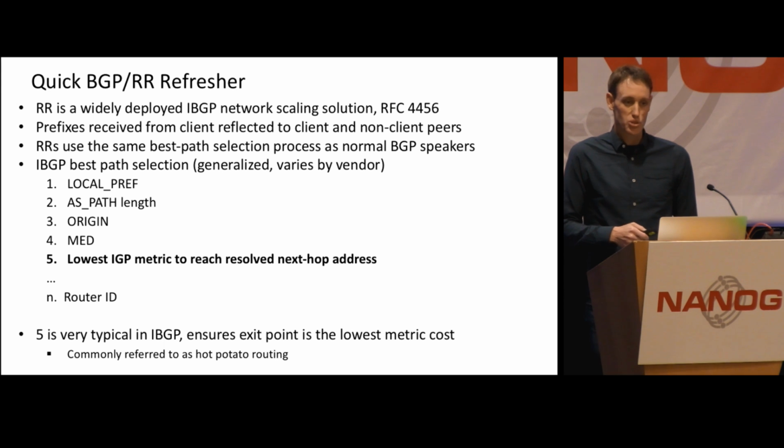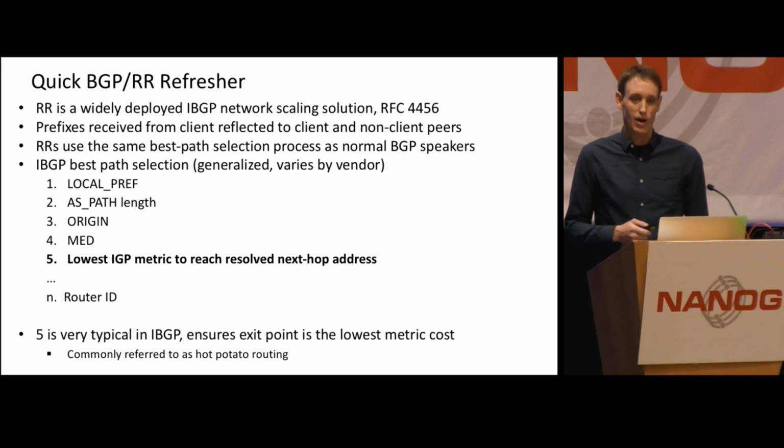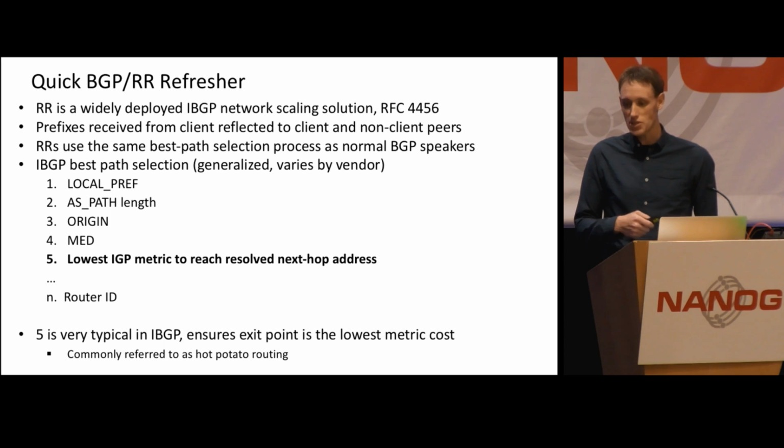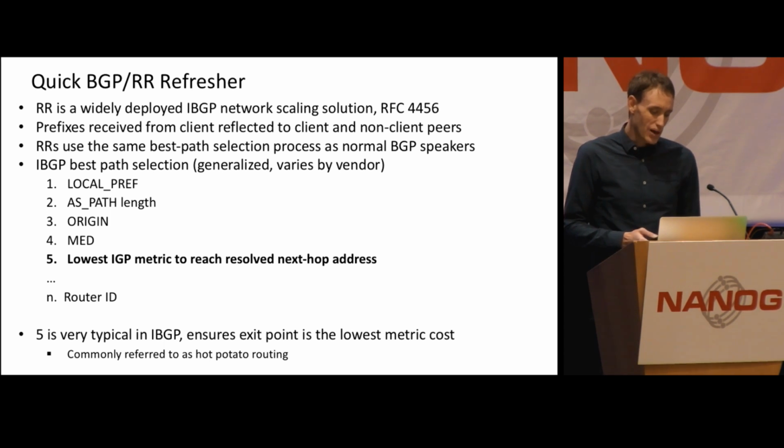Maybe 15 years ago, this was the process. If you look at a modern best path selection, it's probably 15 steps by now with some vendors, as we've added more BGP capabilities and more attributes to make decisions on. The important one we're looking for here, though, is the lowest IGP metric to reach the resolved next hop address for that prefix. That's what's important and is the root of the problem that optimal route reflection hopes to solve.